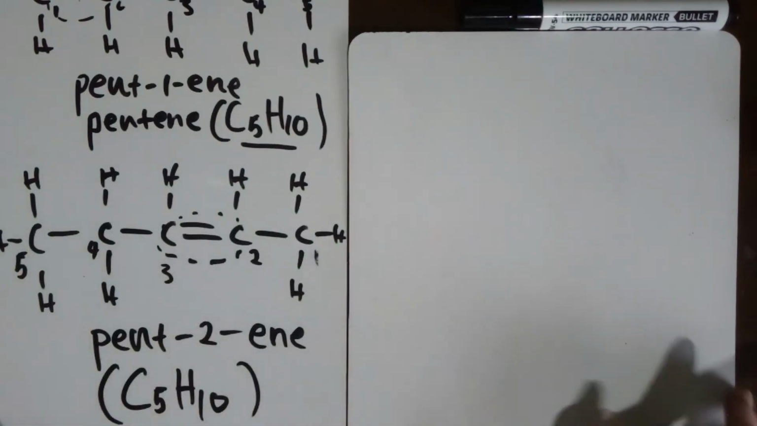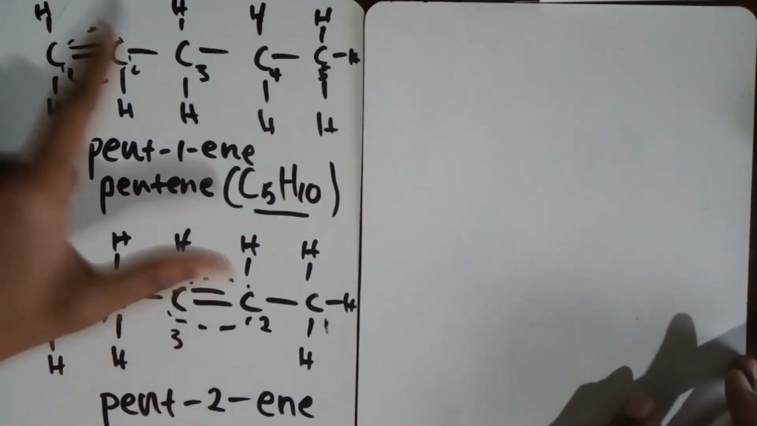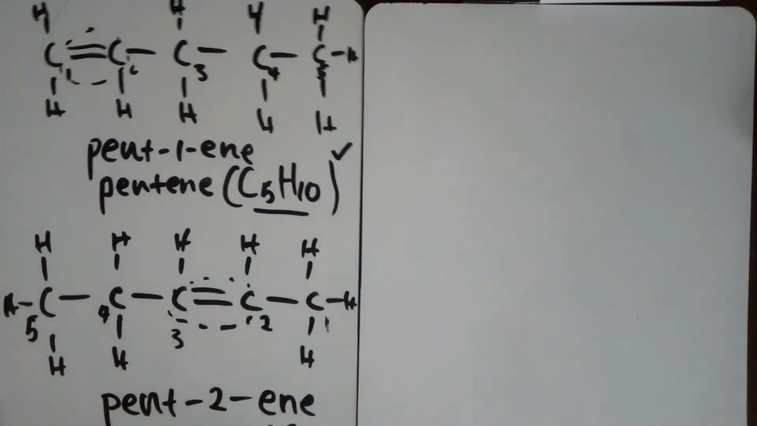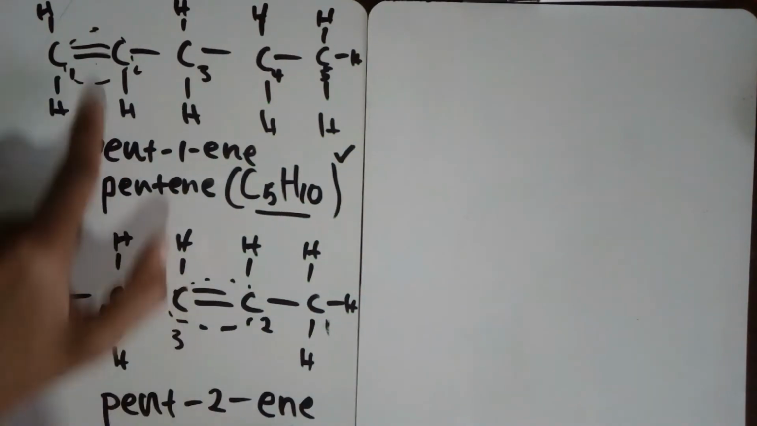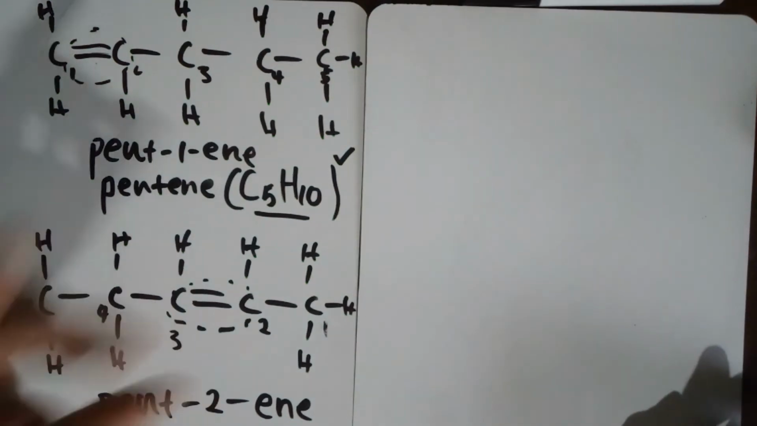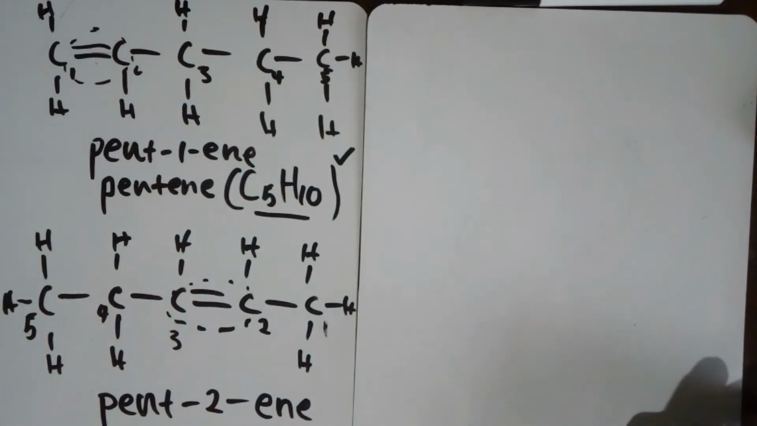So what are you noticing about these two structures here? The molecular formula is the same, but somehow the position of the functional group is on a different carbon. And what do we call those types of molecules? Those types of molecules, we call them positional isomers.